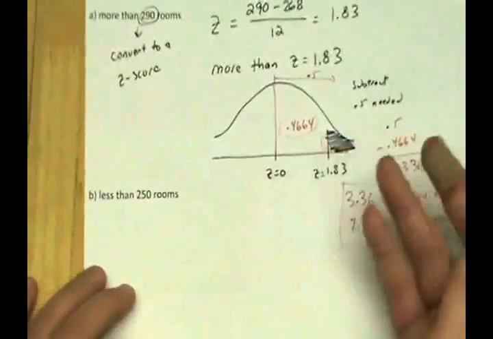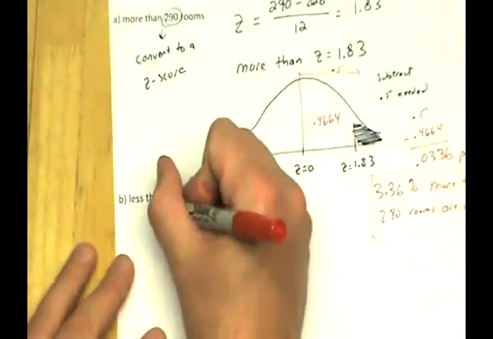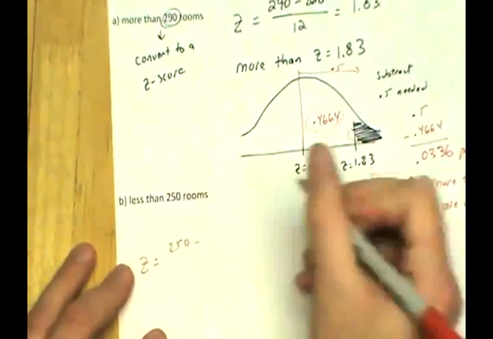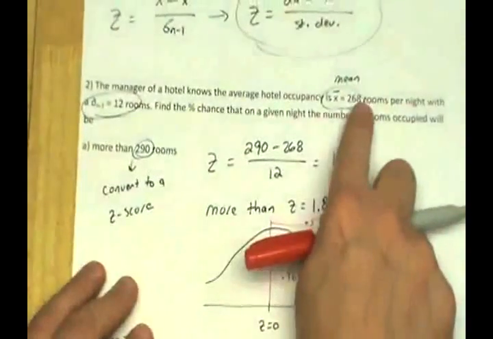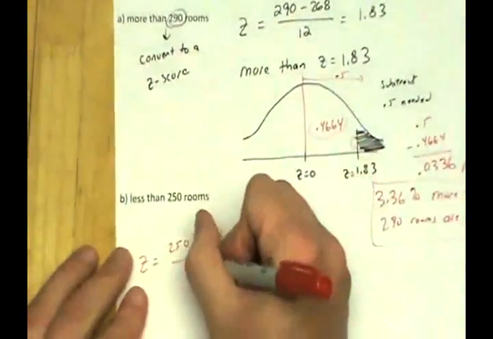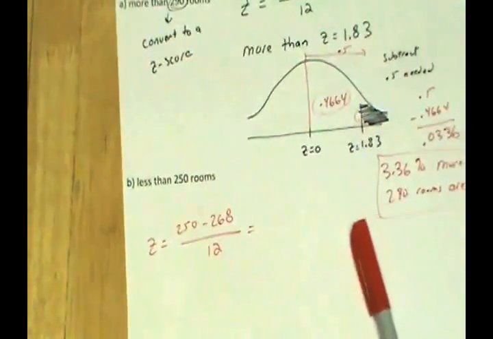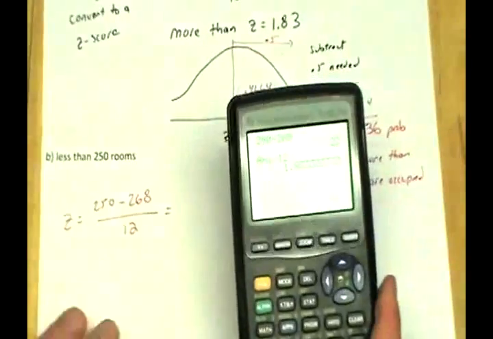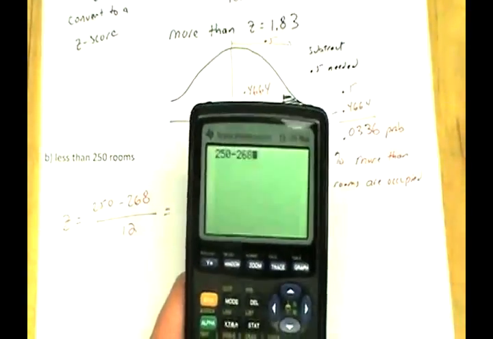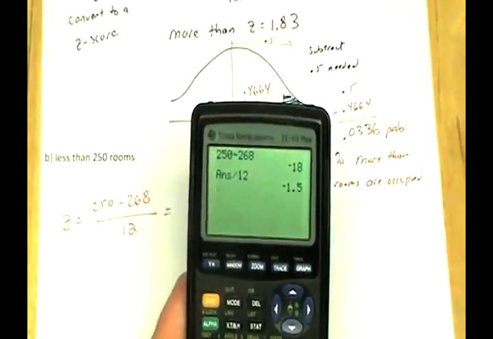Next one. What about if it's less than 250 rooms? So let's get the z-score. So again, we have to convert to a z-score. So data, 250. The mean is still 268. And the standard deviation is still 12. So data minus mean divided by standard deviation. All right, so let me put the calculator right here. 250 minus 268 divided by 12, negative 1.5.